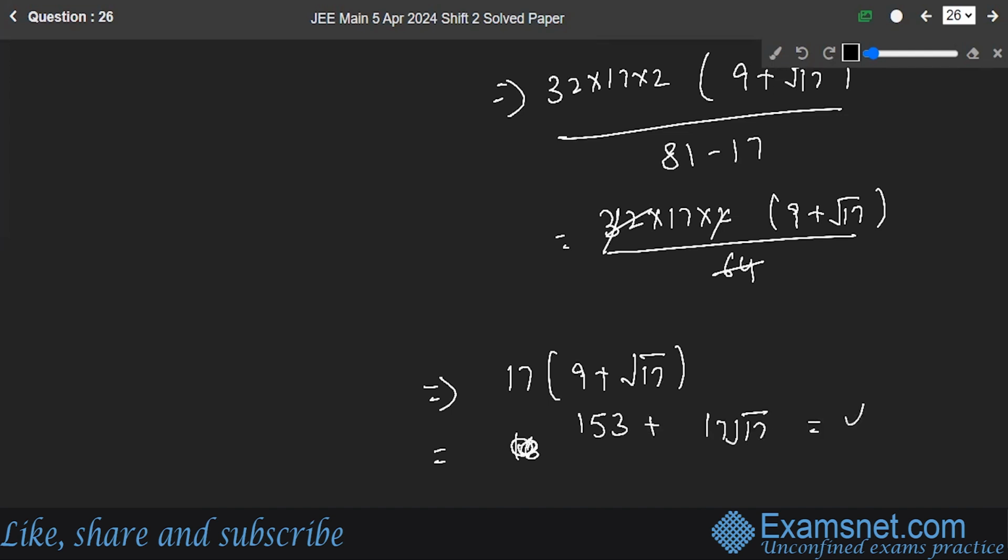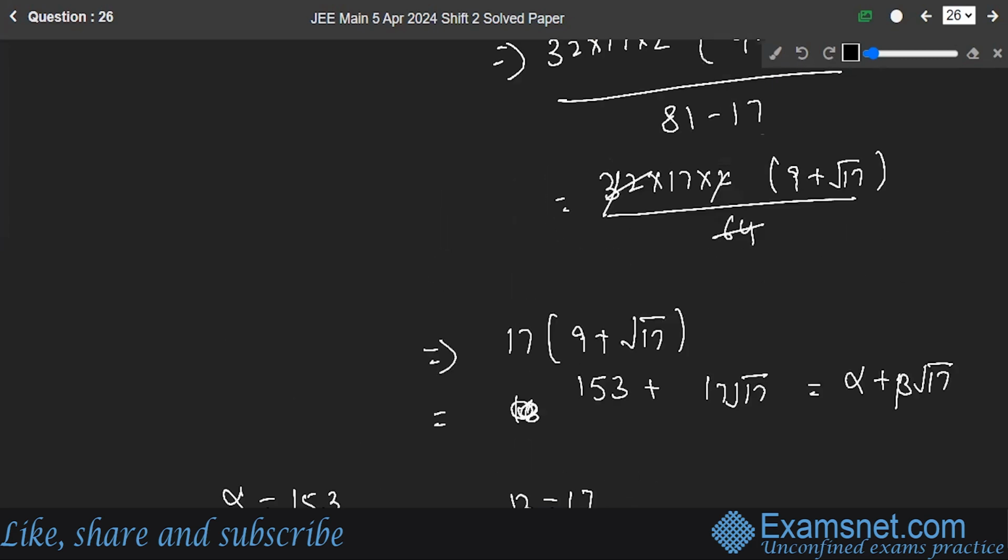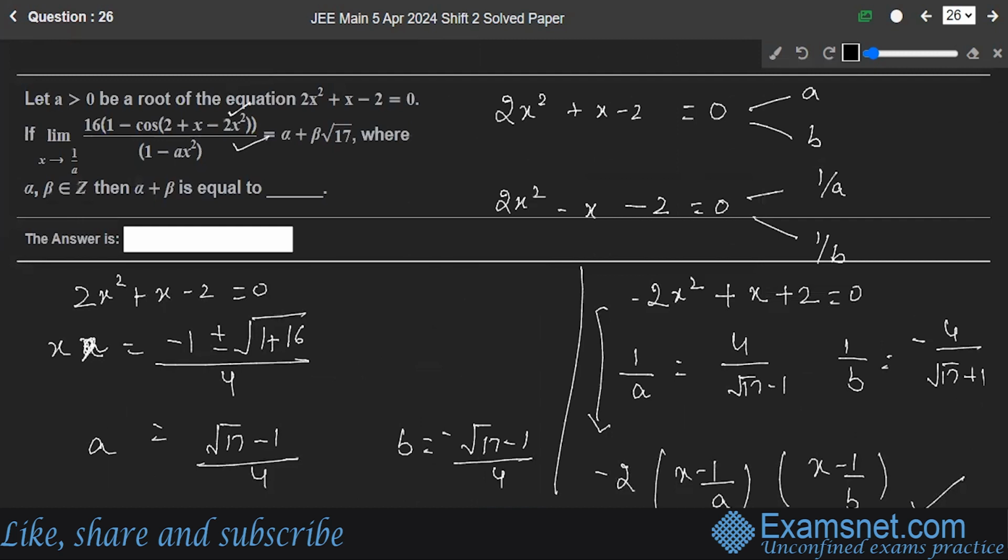If I compare it with the given equation, which is alpha plus beta root 17, that means you have alpha 153, beta is equal to 17. So your alpha plus beta is 170. So this is the answer to the question, 170. Hope you got that. Let's move to the next question then.